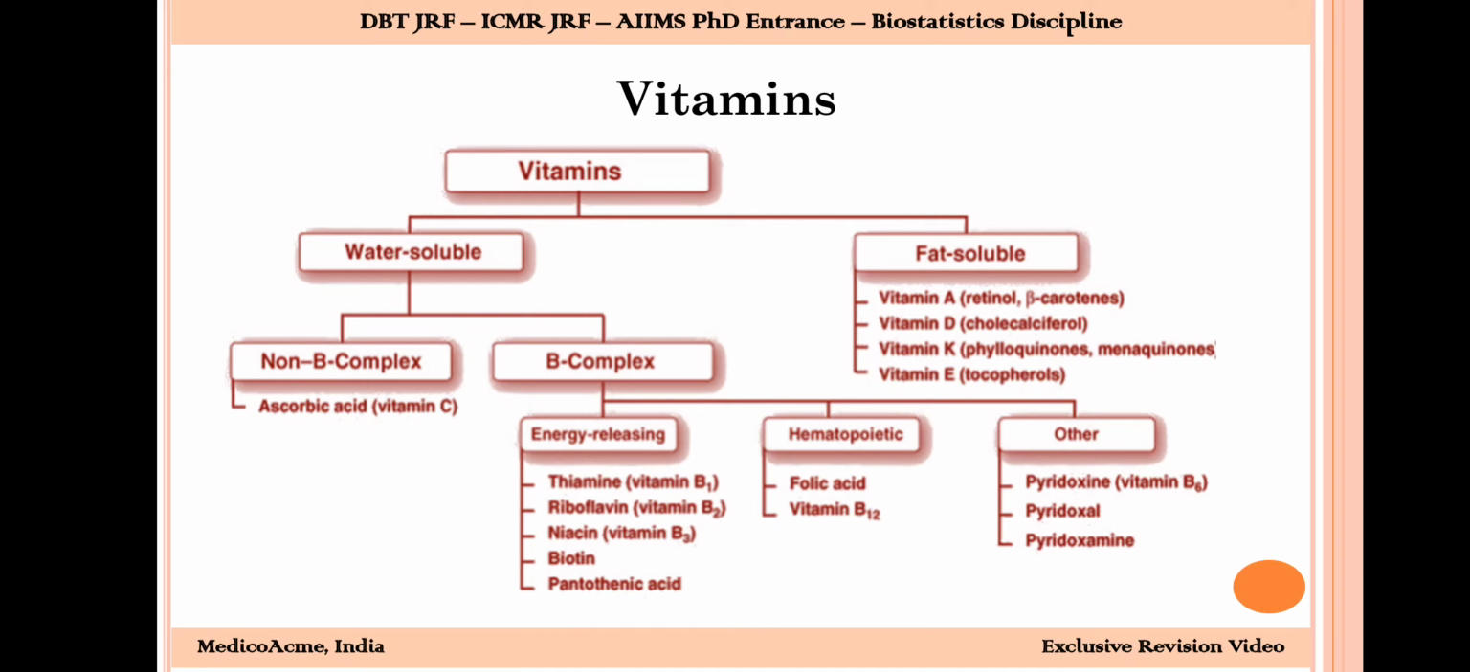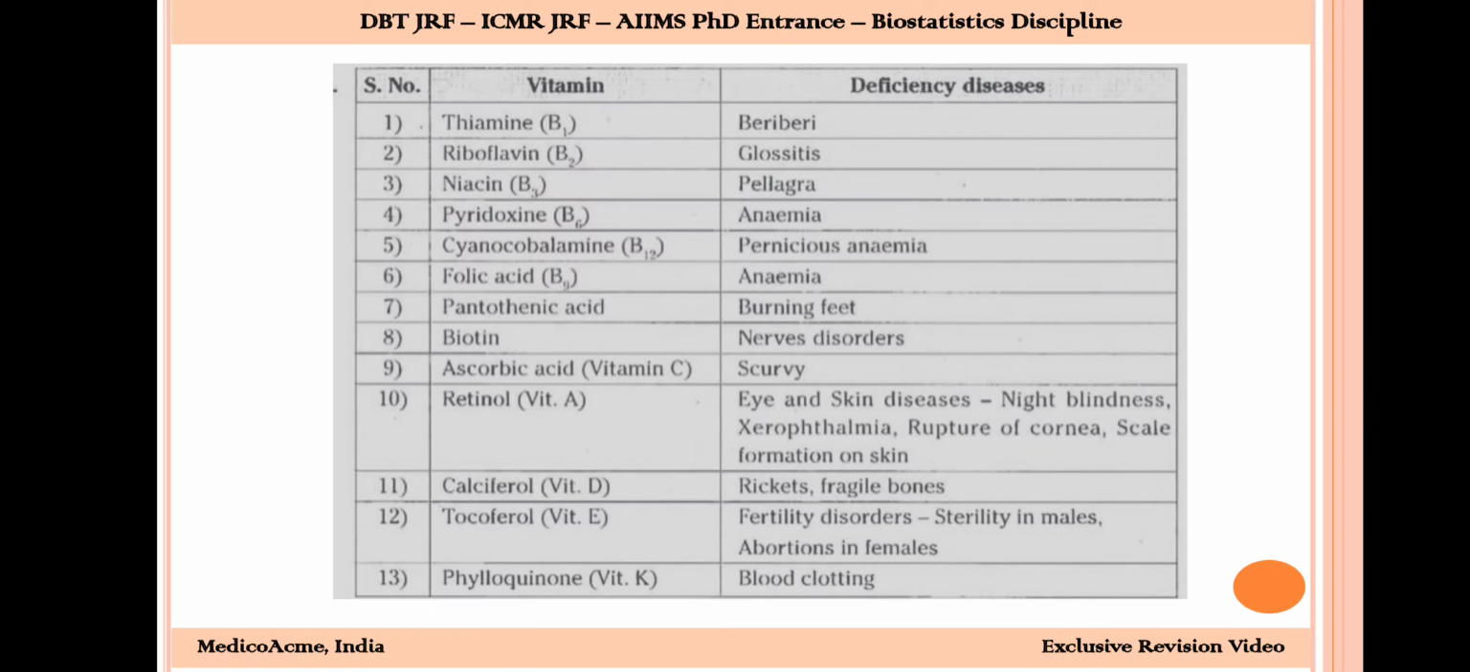In pyridoxine, that is vitamin B6, there are pyridoxal and pyridoxamine. These are all the derivatives. So please remember the common names from this chart, not so much the classification. The classification is not very important, but the common names are very important. Let's move ahead and see the deficiency caused by hypoconsumption of these vitamins.